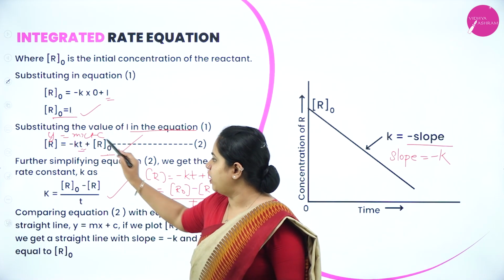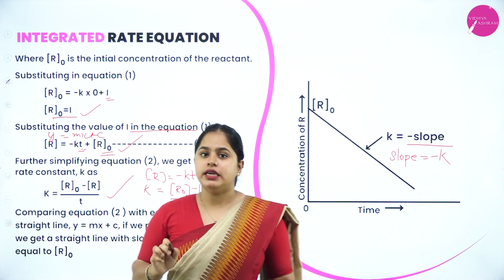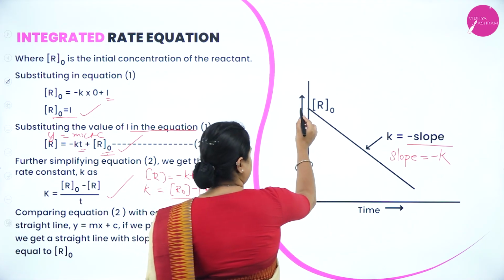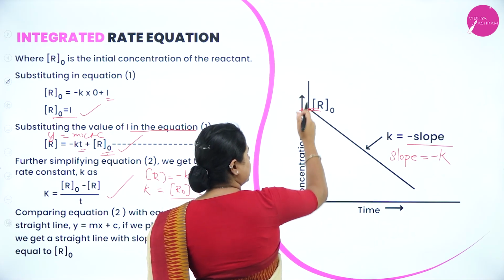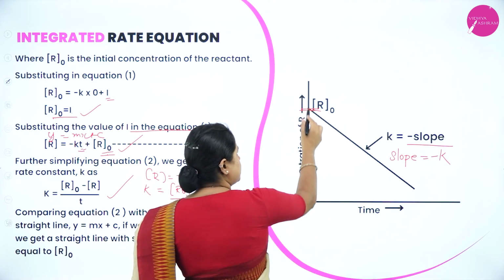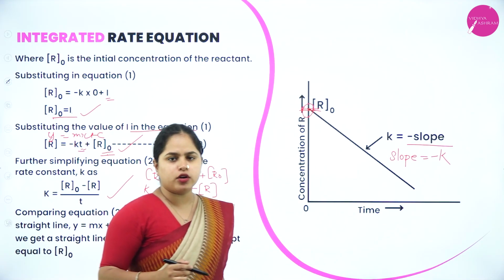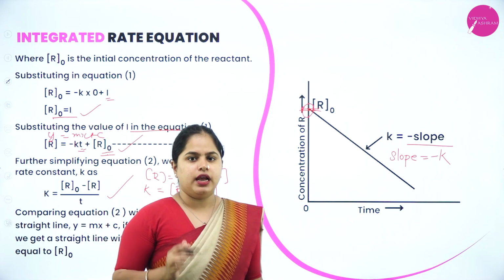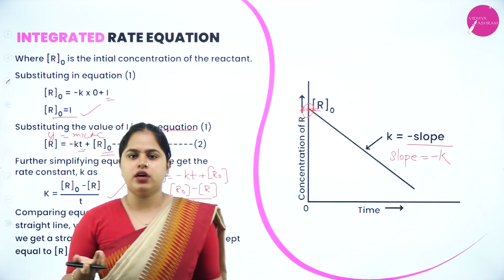As well as the y-intercept you are having, that will be the initial concentration of the reactant. So y-intercept is the point where it touches the y-axis. So this is the initial molar concentration of the reactant. And the negative of the slope will give you the rate constant.